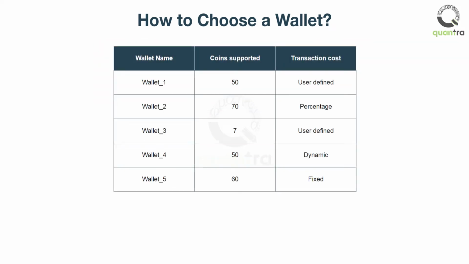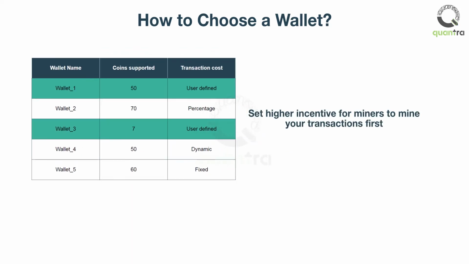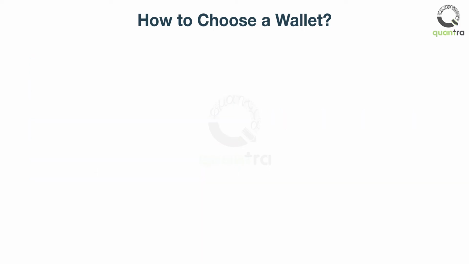Consider these 5 wallets. Here wallet_1 and wallet_3 allow the sender to choose their transaction fees. Based on the urgency of the transaction, the user can offer more reward to the miners. This will motivate miners to mine and confirm the sender's transaction at the earliest. Miners pick what transactions they want to mine, and mostly they pick those transactions that pay the most.